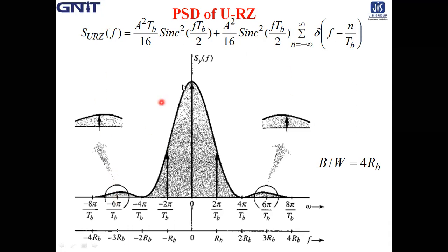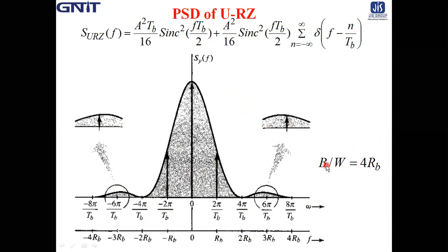So in that way we can draw the PSD of unipolar RZ. And see, the bandwidth is just the primary lobe, the bandwidth between the primary lobe, centered at zero frequency. So that primary lobe edge is 2RB and this is minus 2RB. So the bandwidth is 4RB. So in case of unipolar RZ, the bandwidth is 4RB.